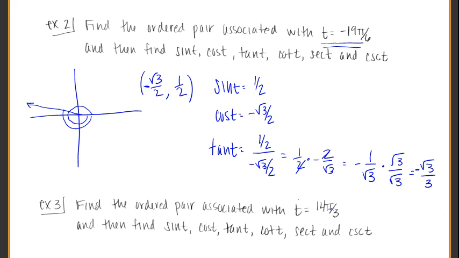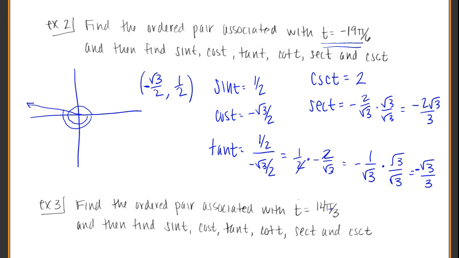Let's see. The reciprocal of sine is cosecant. And a lot of this is just going to be a matter of y'all getting kind of practice with it. So cosecant is the 1 over your y value, which is reciprocal, so it's 2. Secant is 1 over your x, so the reciprocal of x. And again, leaves us with a denominator with a radical, so let's clean that out. So it's negative 2 square roots of 3 over 3.